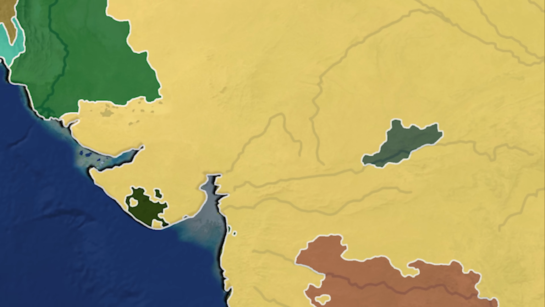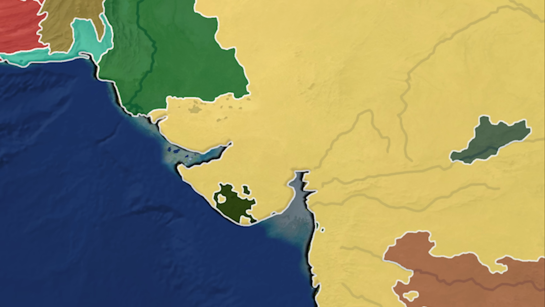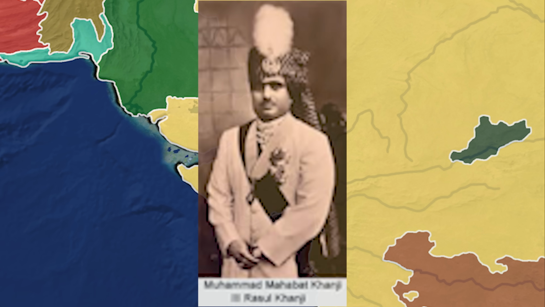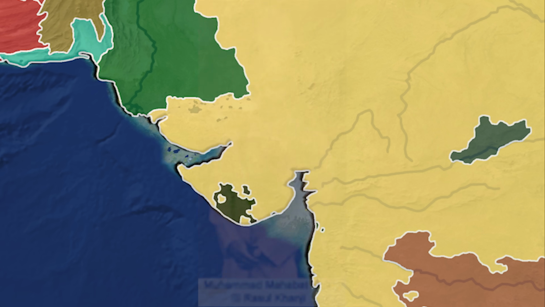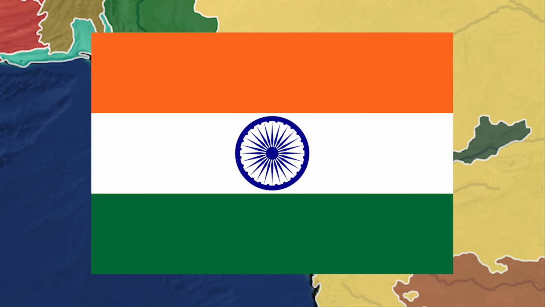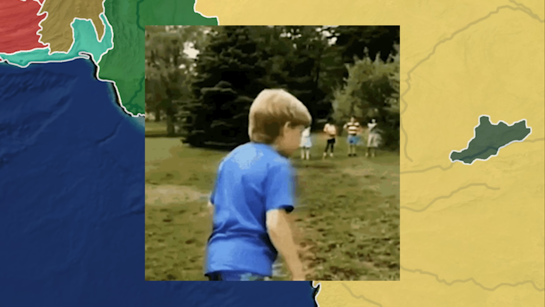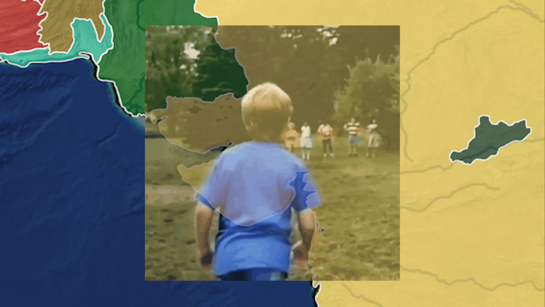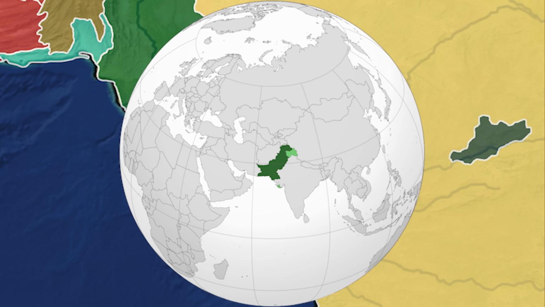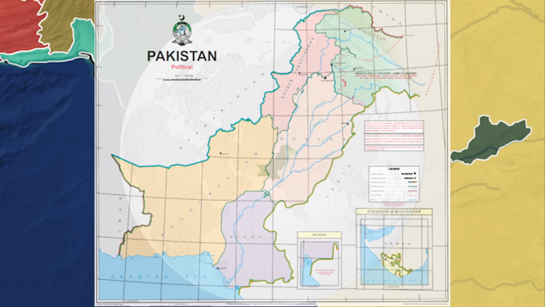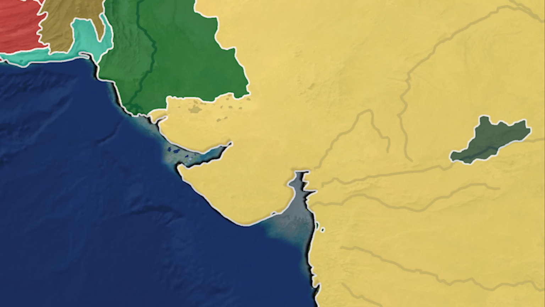Junagadh is the most interesting out of the bunch. Despite them being 80% Hindu, their Muslim ruler, Muhammad Mahabat Khan III, decided to join Pakistan. This caused an outrage and for India to blockade and later invade the country, where in February of 1948 a plebiscite was held where 99.95% of the population voted to join India. Seems legit. Now here is a fun fact. Pakistan still claims this territory and the government still draws Junagadh as part of Pakistan, despite never really controlling it.